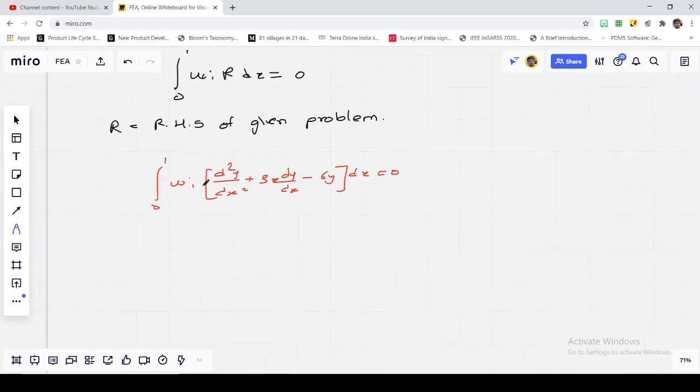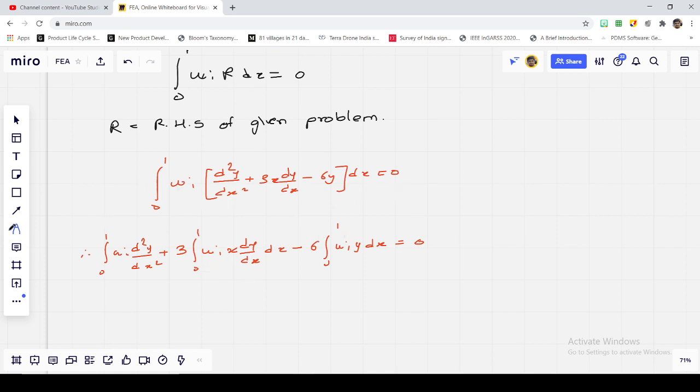Now we will be multiplying and separating these terms with wi. So what we will get is integral 0 to 1 wi into d2y by dx square plus 3, my constant, integral 0 to 1 wi x dy by dx minus 6 integration 0 to 1 wi into y dx. So I am just multiplying wi with each term.